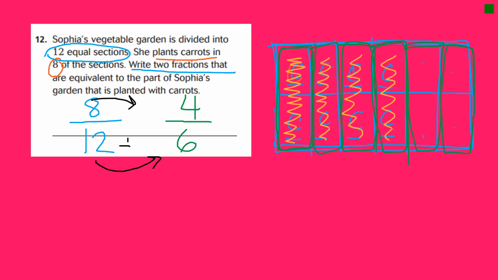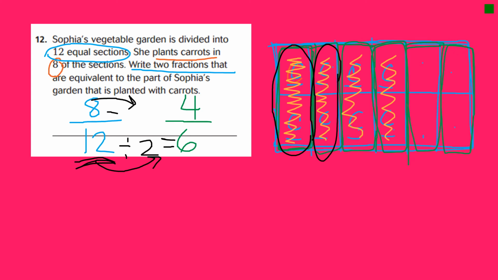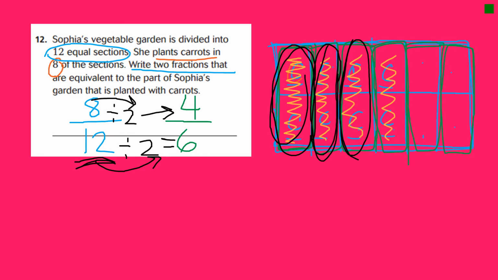I divided 12 by 2, right? I gave each 2, okay? And I got 6 sections. So if I divided the number of sections by 2, I should be able to divide the number of shaded parts by 2 and get 4. 1, 2, 3, 4. Okay?